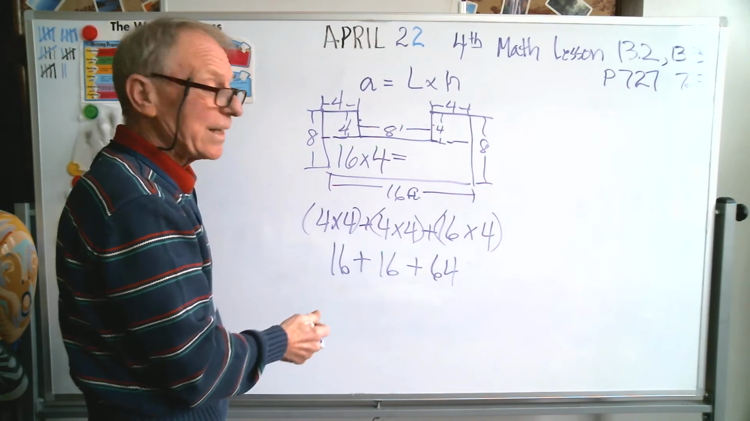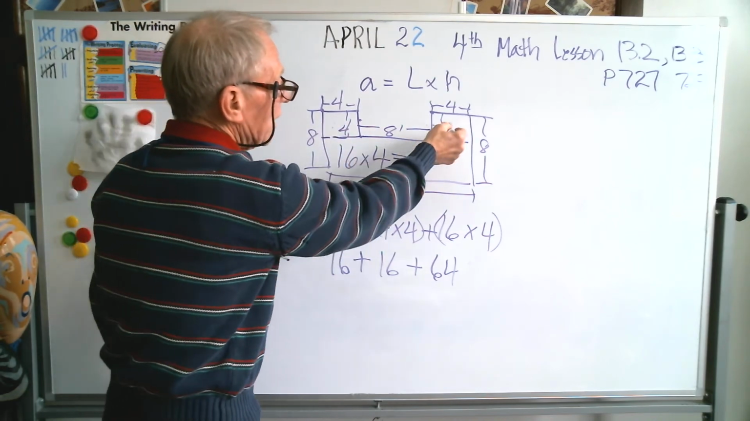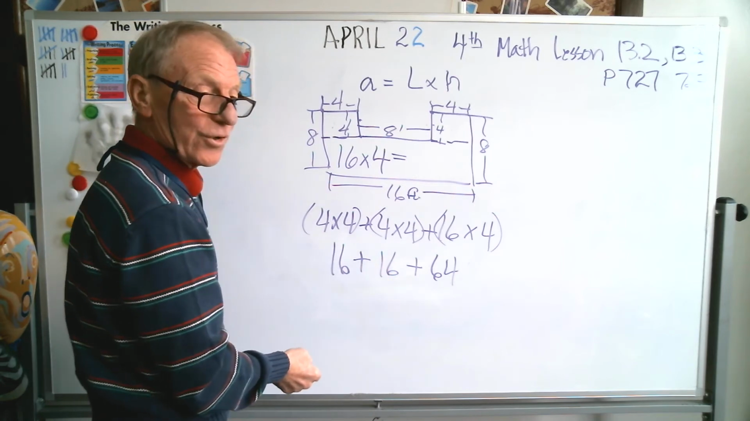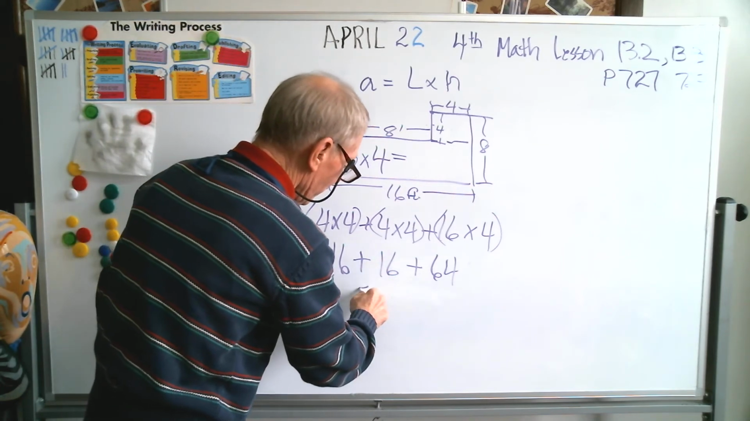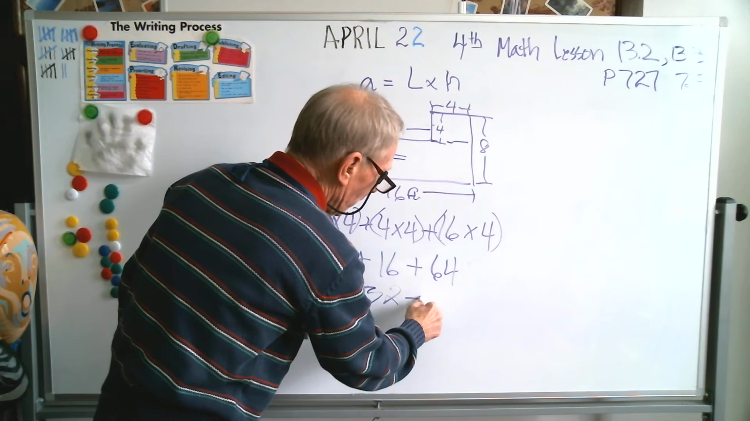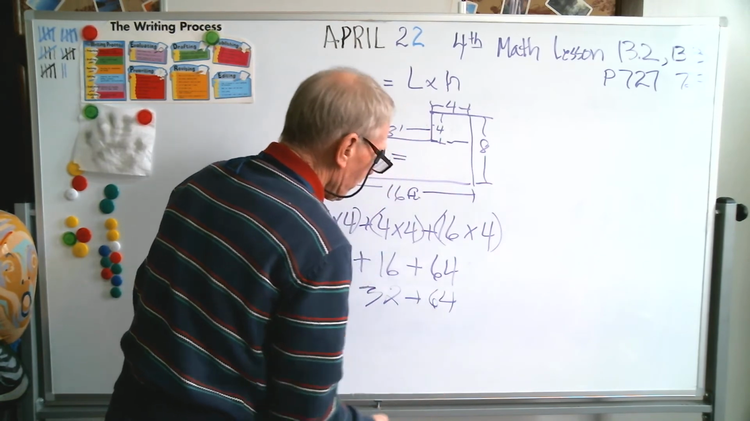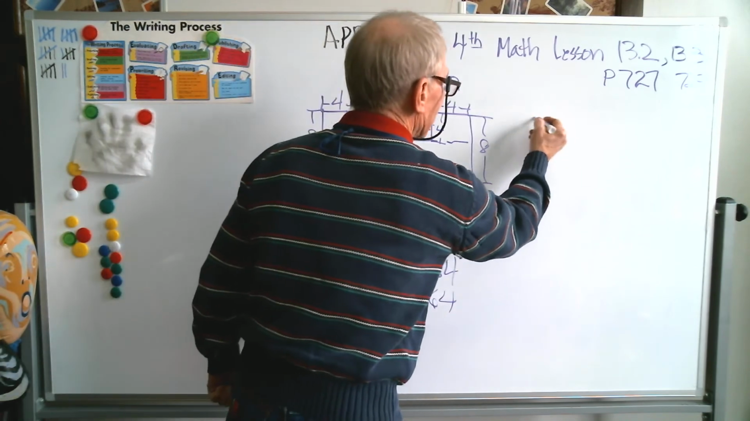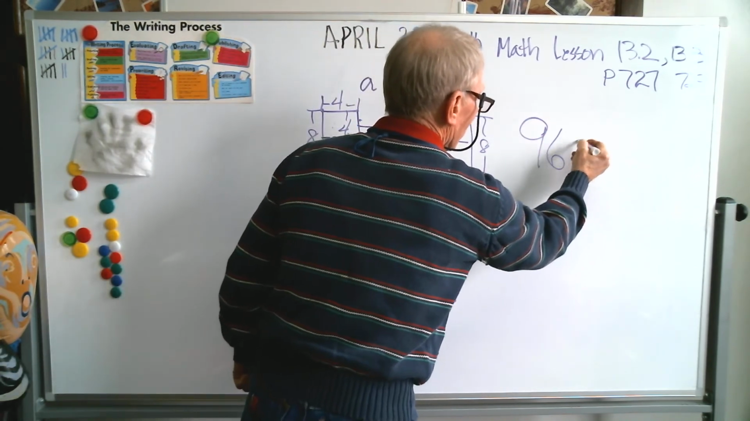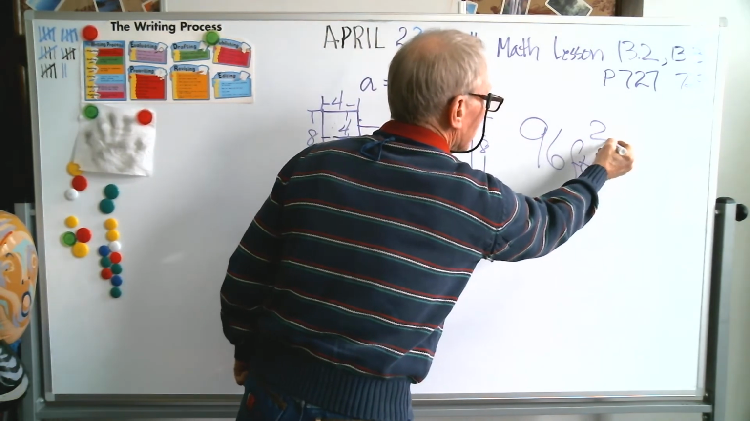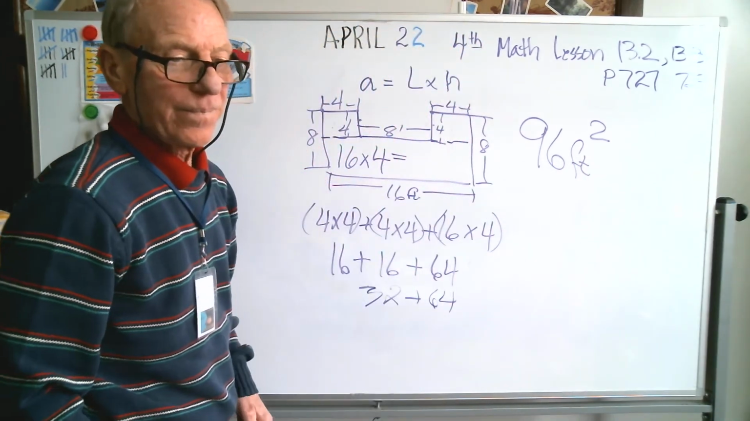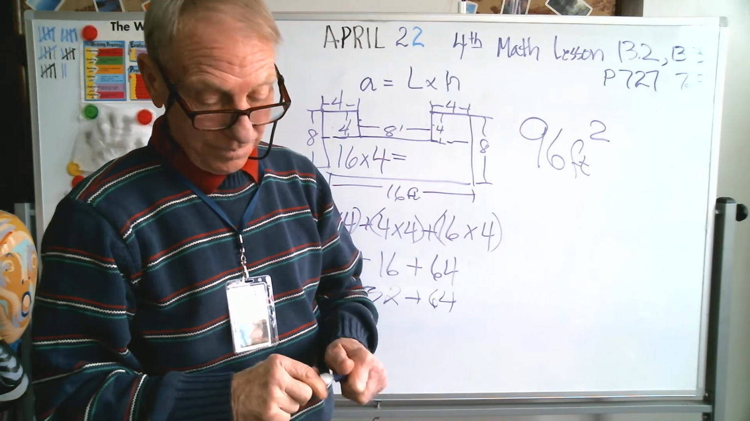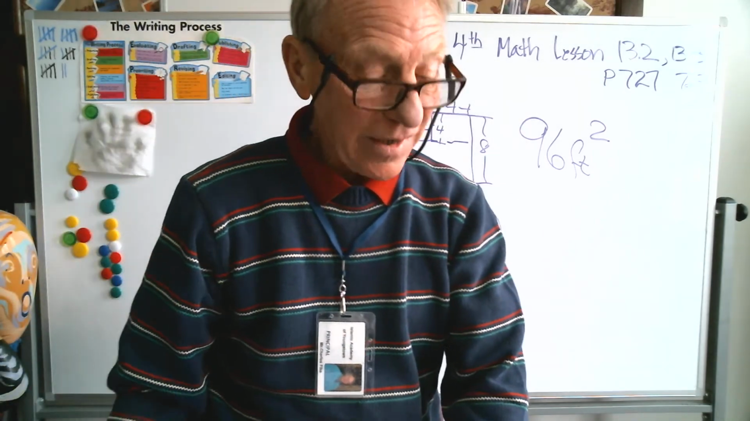So anyhow, we got 3 numbers. We got 1 shape, 2 shapes, 3 shapes. 3 numbers. 16 and 16 is 32, plus 64. So our answer is 96 feet squared. See, the toughest problem in the whole book, and you figured it out.